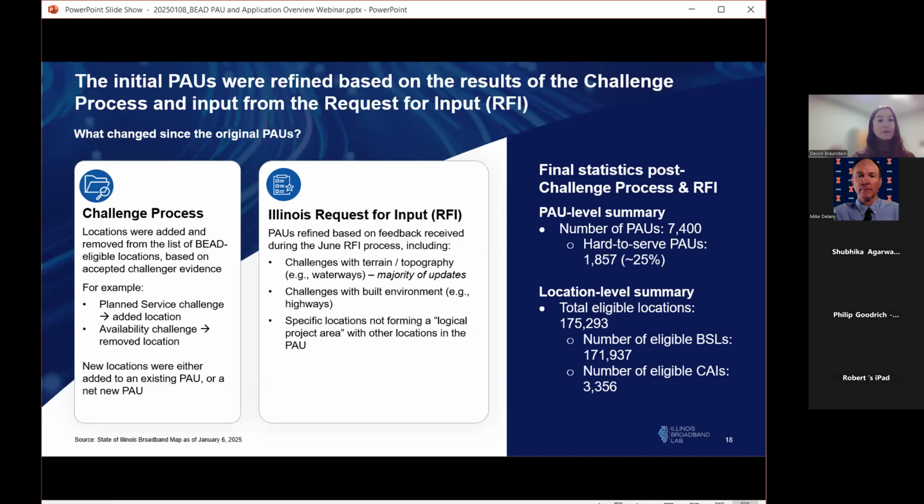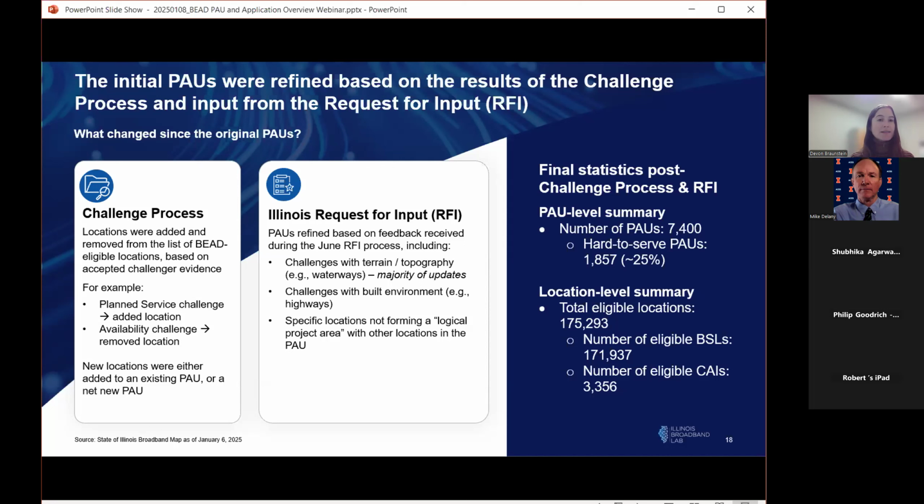So we maintained the original PAUs as best as we could. If there was a new location added to the set of eligible locations that was close enough to an existing PAU, we absorbed it into that PAU. But in several instances, they were further or they were nicely clustered themselves. And so in those cases, new PAUs were added. And you may see new PAUs with just a few locations or even just one CAI. And that is because CAIs have a tendency to be a little bit further from households that might be BEAD eligible.